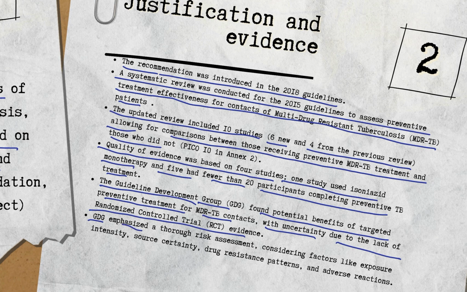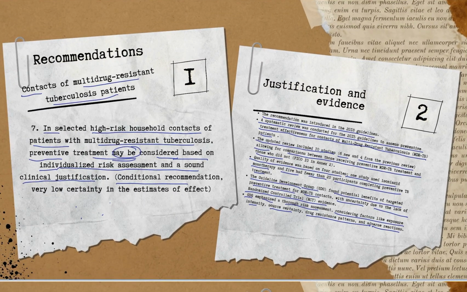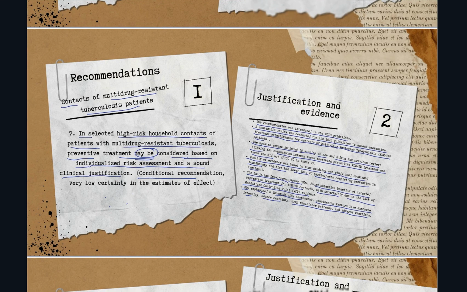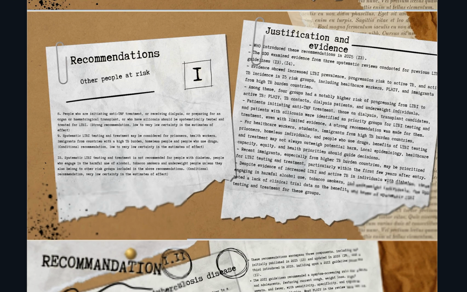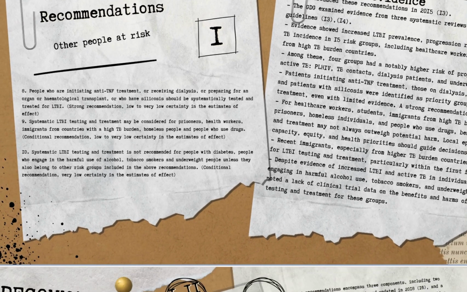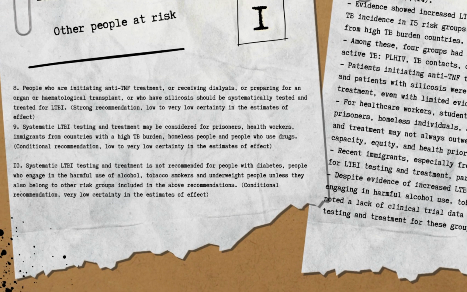The guideline development group emphasized a thorough risk assessment considering factors like exposure, intensity, source certainty, drug resistance patterns, and adverse reactions, and on the basis of these, you can decide whether a person should be treated with preventive TB treatment or not. Moving on, the next recommendation: other people at risk.